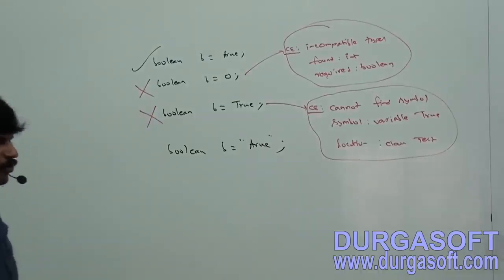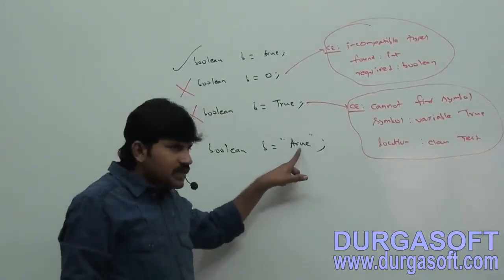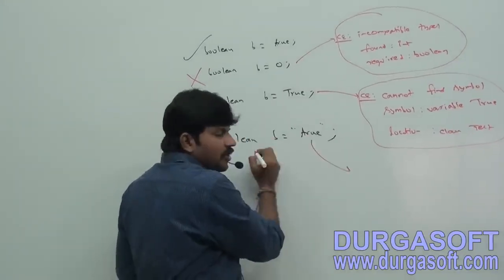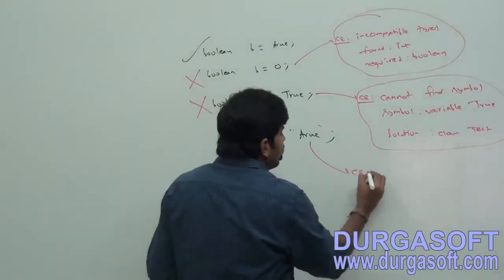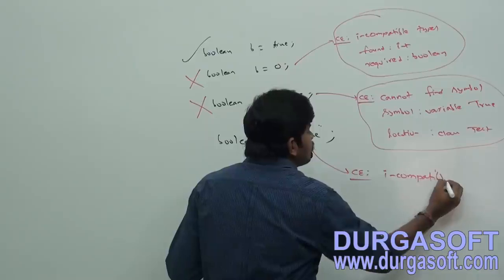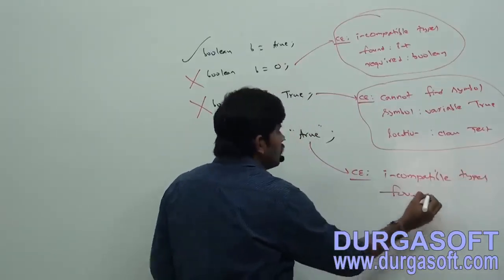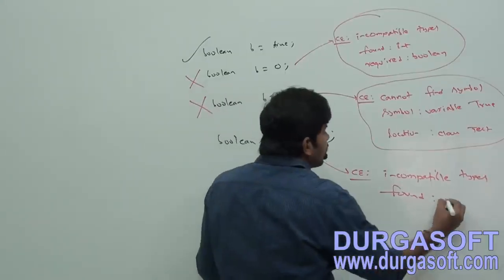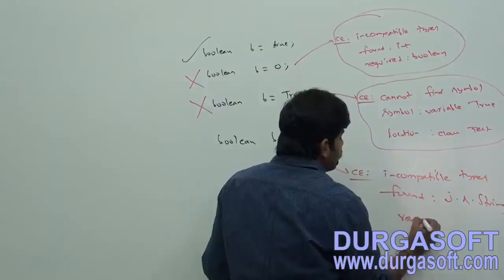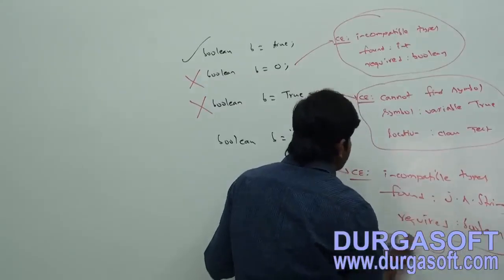Sir, Boolean b is equal to "true" in quotes. Valid or invalid? Invalid, because it's a string. How can you assign it to a Boolean? Compile time error saying incompatible types: found java.lang.String, required boolean. That is the compile time error we will get.